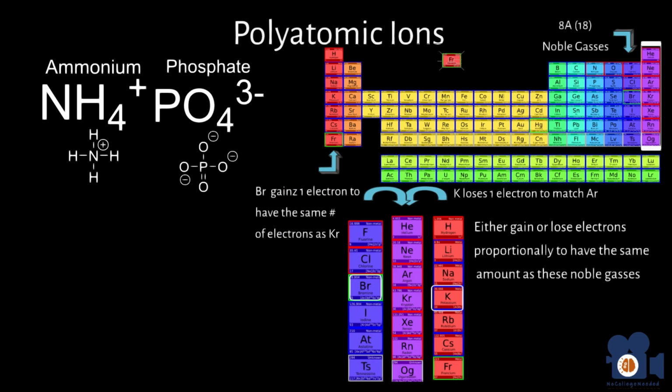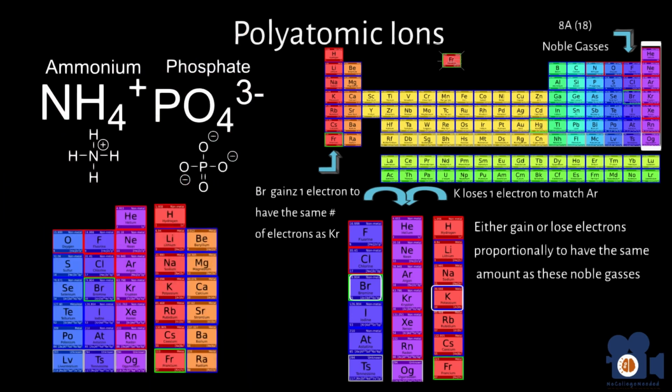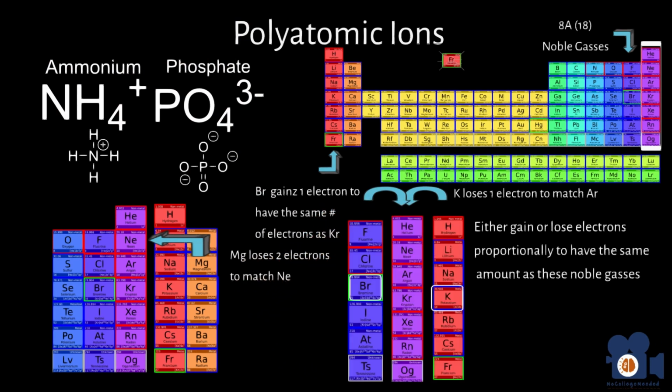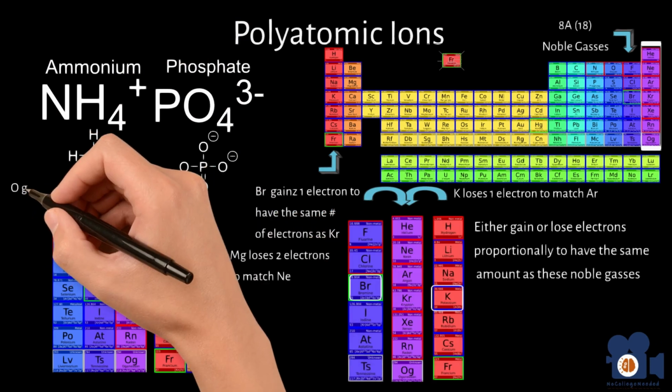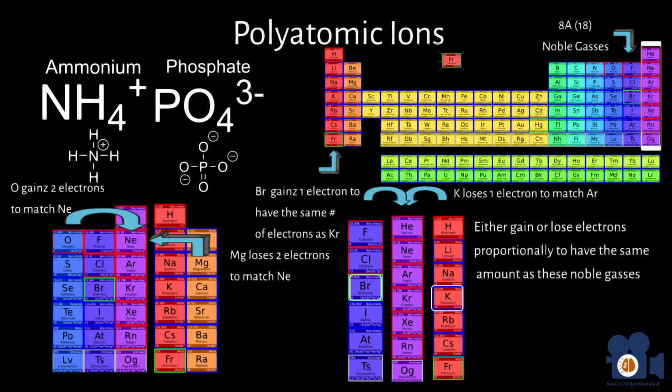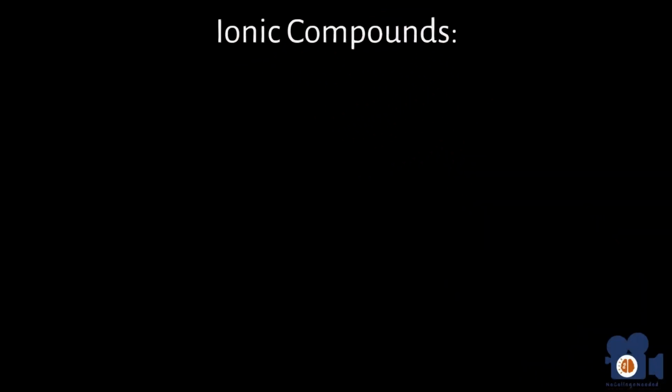Keep in mind, elements can gain or lose more than 1 electron to form ions. For example, magnesium, Mg, will lose 2 electrons to have the same number as neon, Ne, and oxygen will gain 2 electrons to have the same number of electrons as neon, Ne. This leads us into ionic compounds.